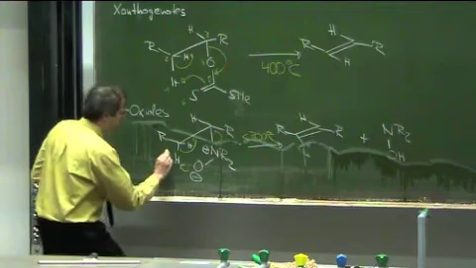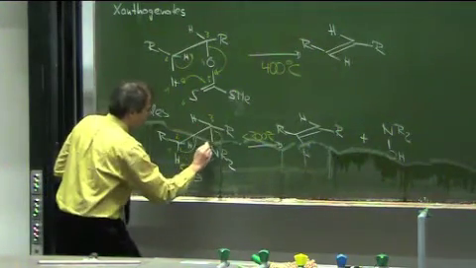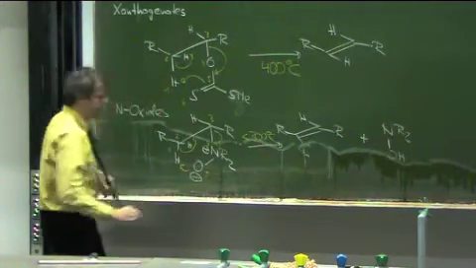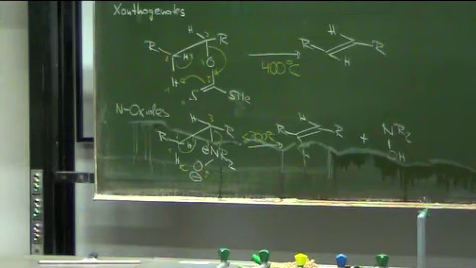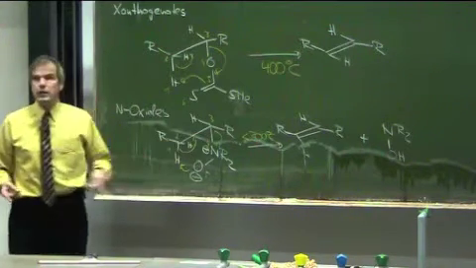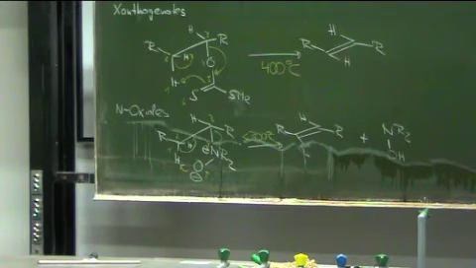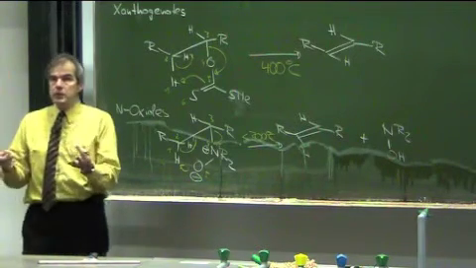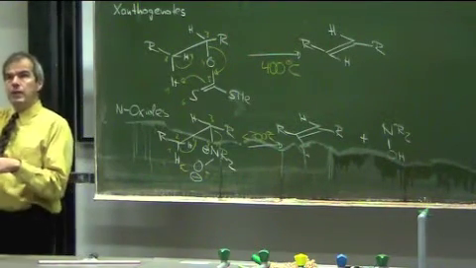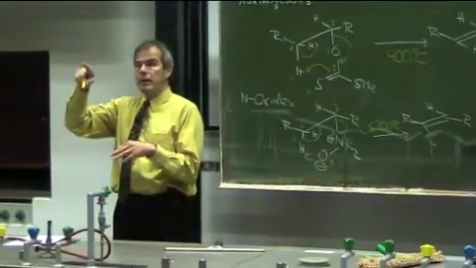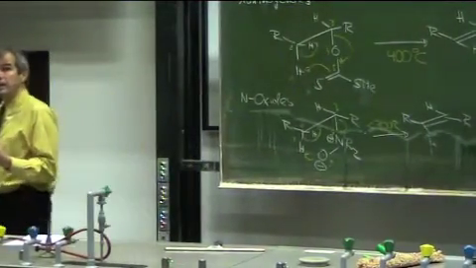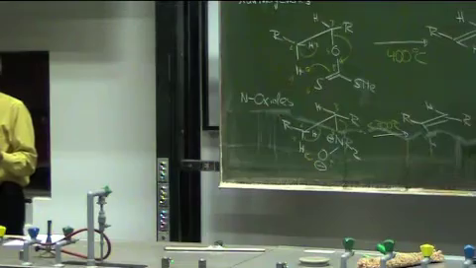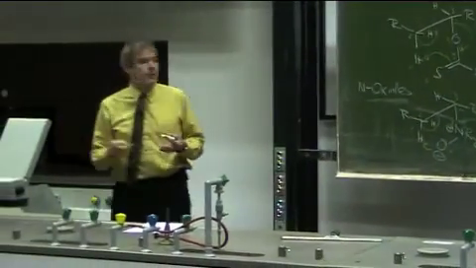Now look at this here. 1, 2, 3, 4, 5. We have only 5 atoms in the transition state, but we are still having 6 electrons moving around. So keep in mind, what makes an aromatic transition state is the movement of the 6 electrons. It does not have to be a 6-membered ring. It can be a 5-membered ring.